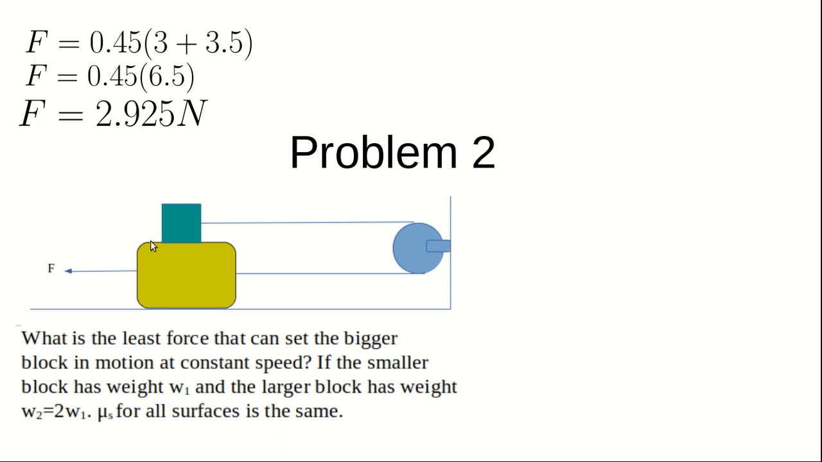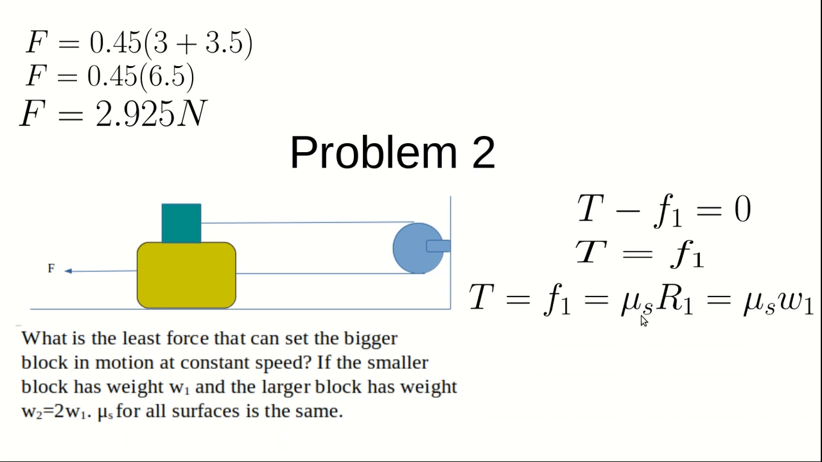So to start, we resolve this first block. We notice that there is a tension in this string pulling in this direction, and there is a frictional force moving in this direction. So let's see the mathematical expression for that system 1. We have T minus F1 equal to 0, then T equal to F1, and remember that our F1, which is the frictional force, is equal to mu R. So this is how we express it: T equal to F1 equal to mu s R1. This is the coefficient of sliding friction. R1 is equal to W1, which is this weight here.